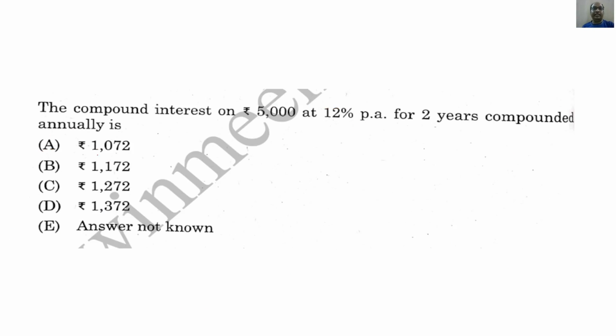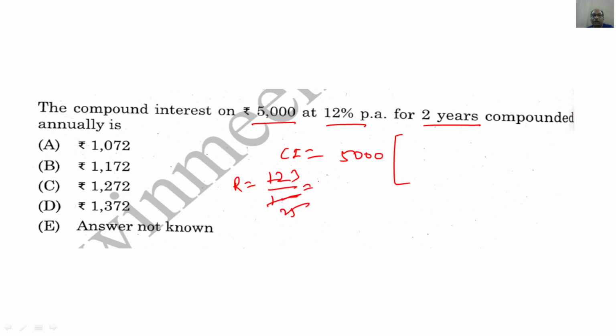Here you can see the compound interest on 5,000 at 12% per annum for 2 years compounded annually. So again we need to find compound interest only. Compound interest directly we have to find out. 5,000 is there, like the earlier question, so I am doing it directly here. And the rate of interest 12%, that I can write as 3 by 25.